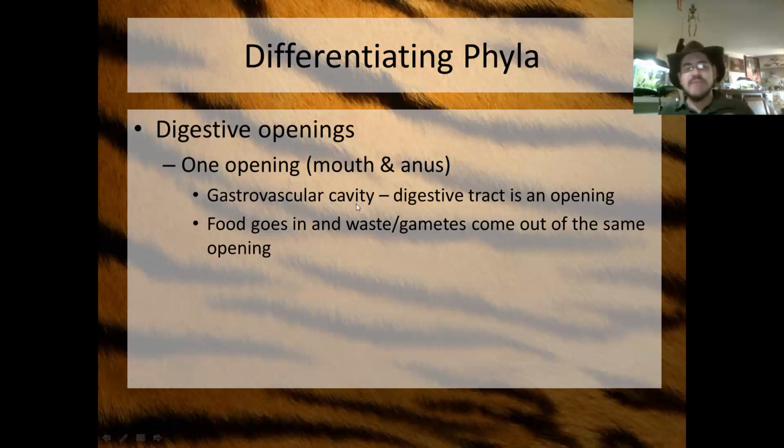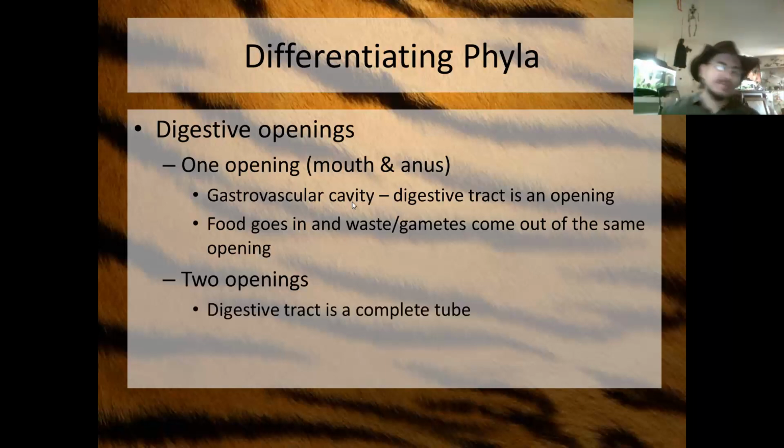The gastrovascular cavity has that opening, and that's the universal pore. Food goes in, waste and gametes come out. Our alternative to the single opening is the two openings. A digestive tract with two openings has a mouth and an anus, and so it's a complete tube running the length of the organism.